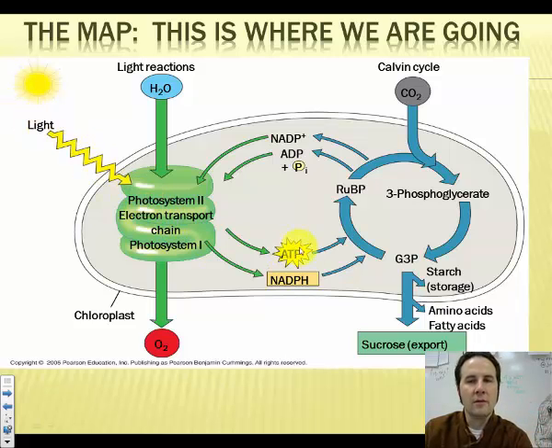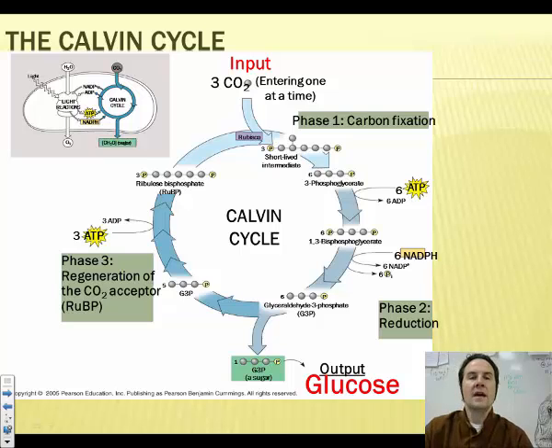So this is where we're going to go. We're going to check out each one of these steps, just 2 in photosynthesis, and we will be done. So the Calvin cycle. We're starting down here with glucose. We see that glucose is the output. The Calvin cycle is happening in the stroma of the chloroplast.